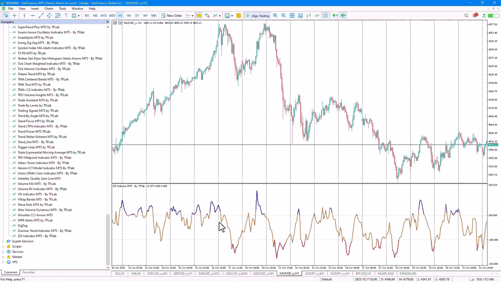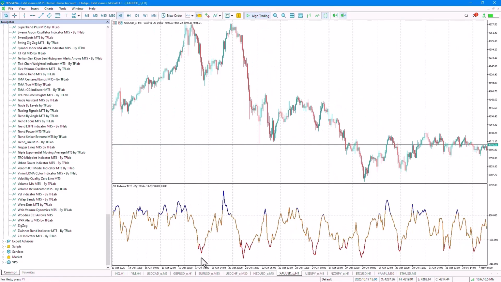Here, we can clearly see that the oscillator line is displayed in a brown color, the oversold zone is shown in red, and the overbought zone is indicated in blue. When the oscillator line gradually approaches the oversold zone on the chart, it typically indicates significant selling pressure in the market, suggesting sellers are dominating the price action.